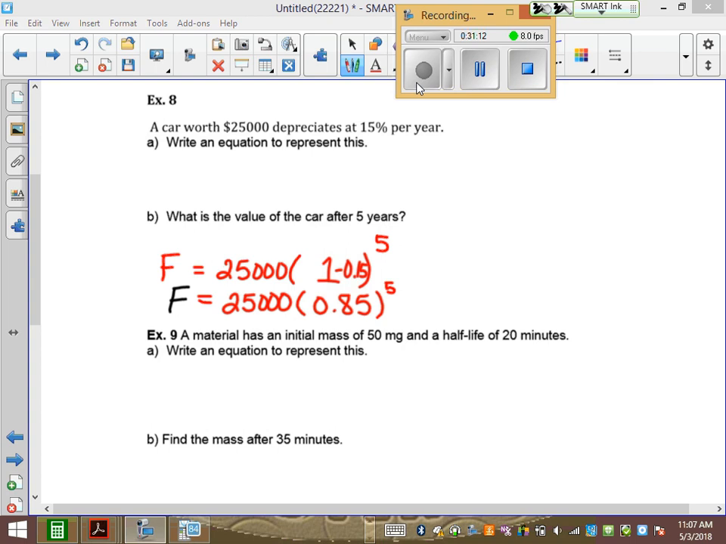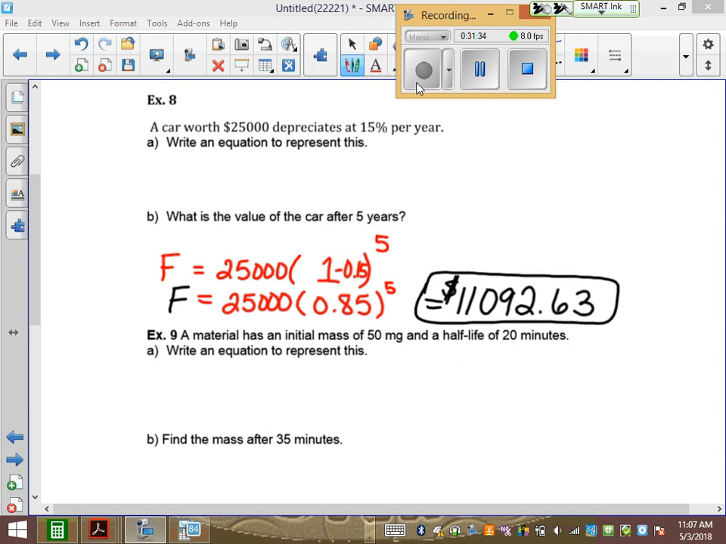When I plug that into my calculator, what do we get? 0.63. Done. Fantastique. If you put 11,093, you're good. I didn't put a rounding rule, so woohoo. I would accept that.